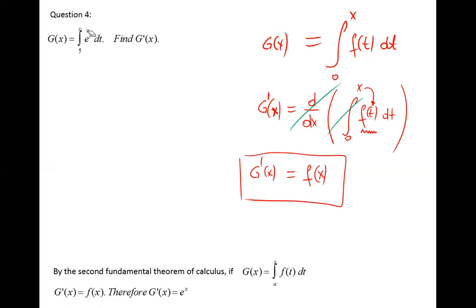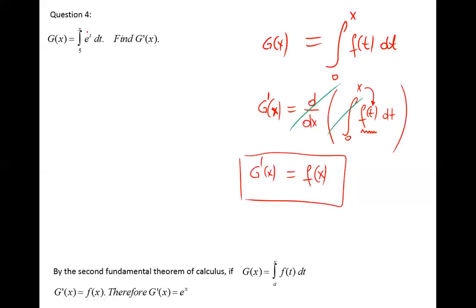If we're trying to differentiate an integral, we don't have to do anything. It's just this function. Let's see what we have. G of x is defined as an integral from 5 to x, e to the t dt. And we have to find the derivative of this.